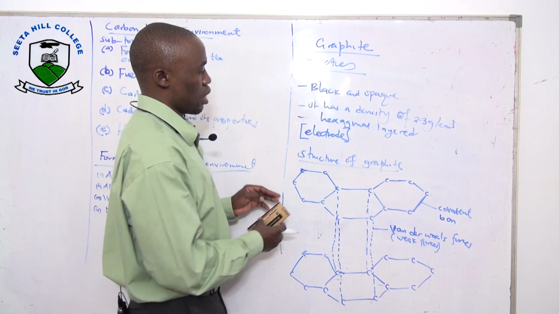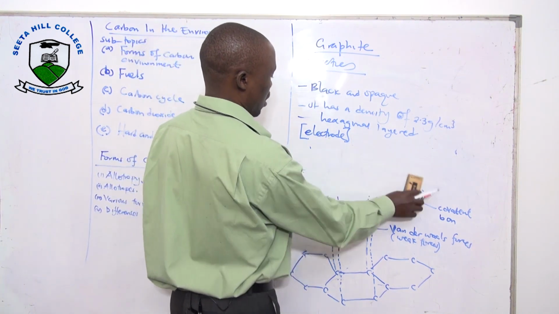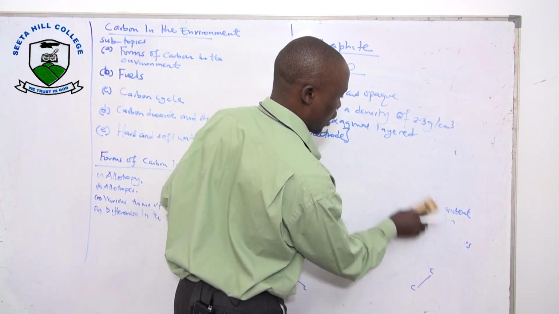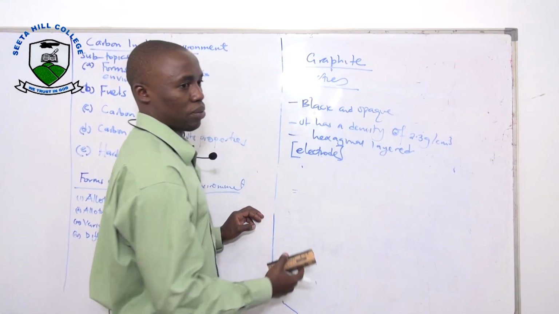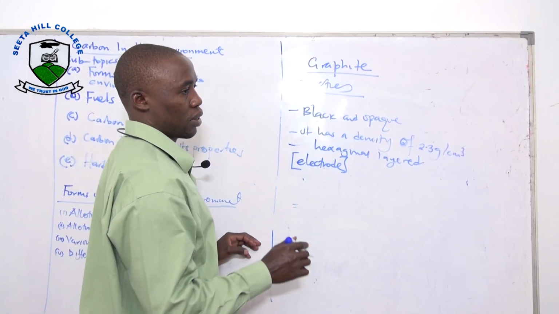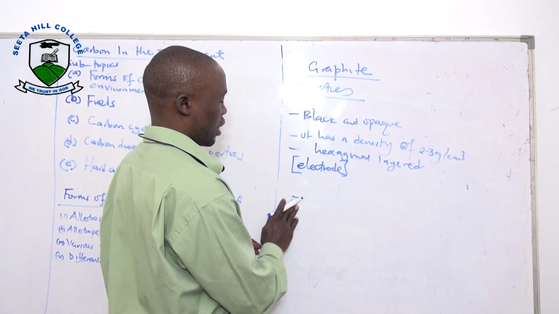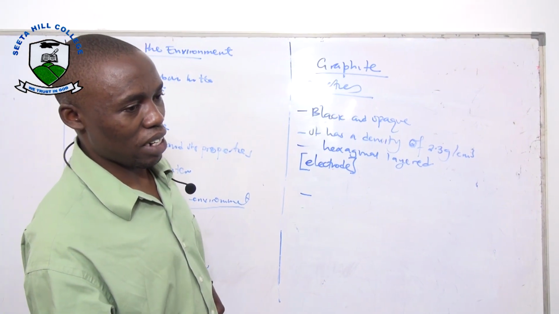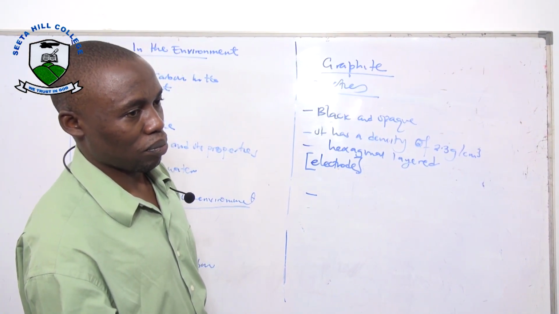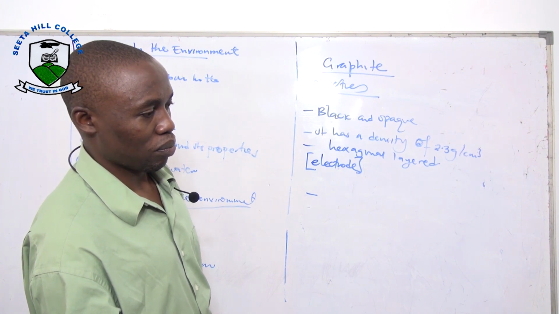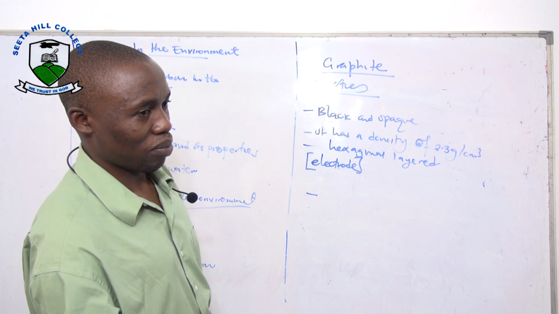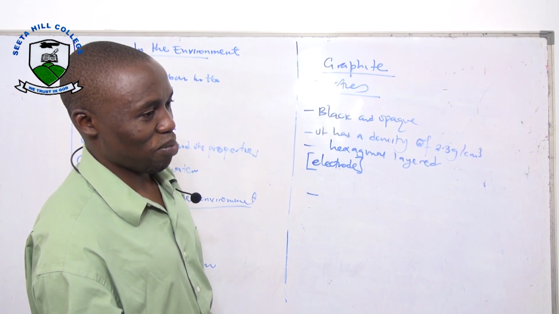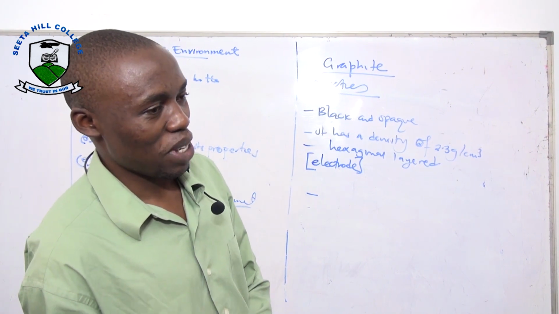What are some of the uses of graphite? It's used to make conductors, like what? Electrodes. See, what else? If it is slippery, what will it help us? Used to make pencil leads.